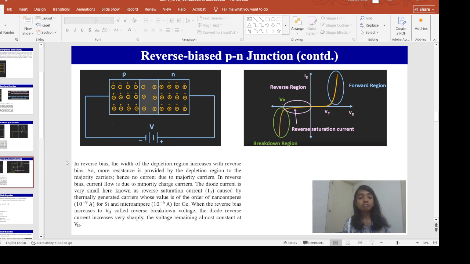Now coming to the reverse bias. What happens in the reverse bias PN junction?